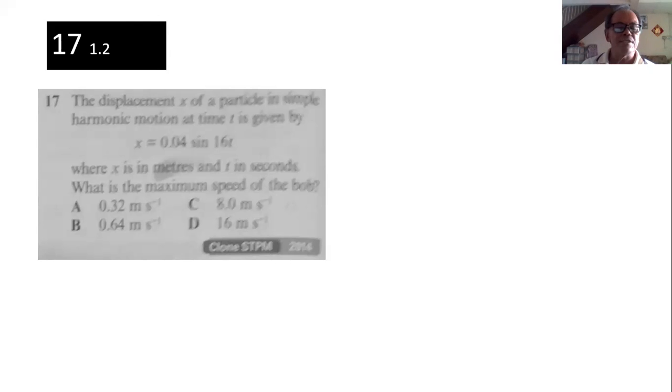Okay, looks like this one is a simple one. You just need to differentiate, that's all. Right? Your displacement is given to you. You just differentiate it.